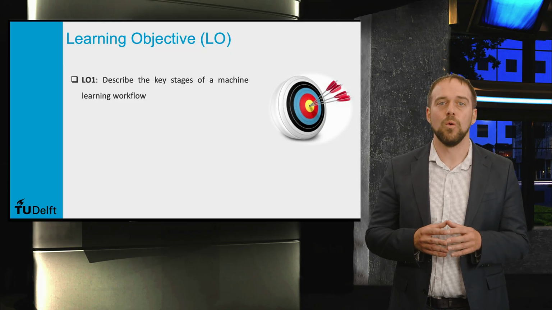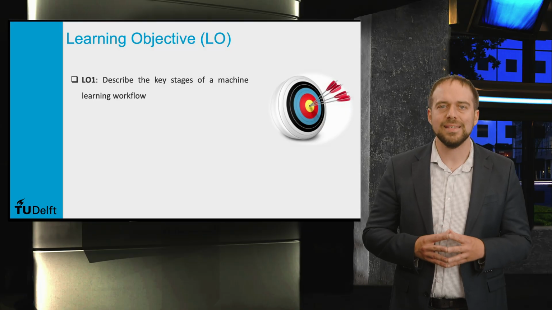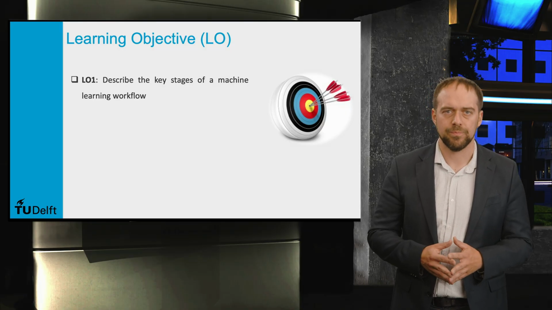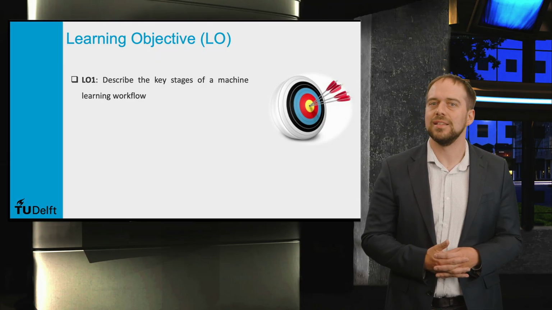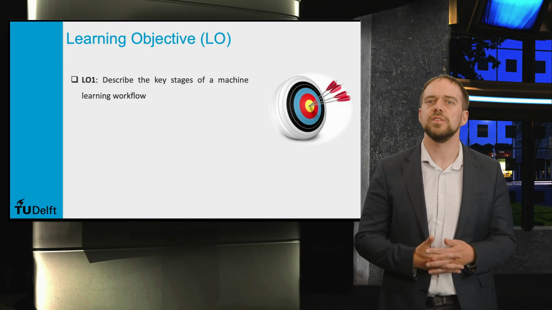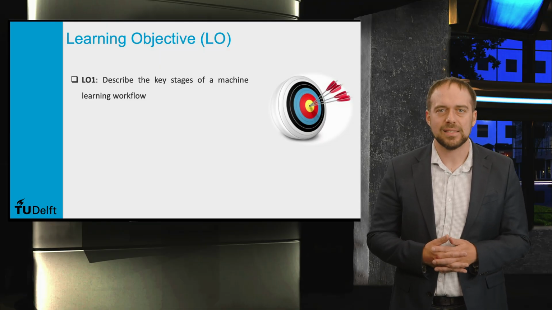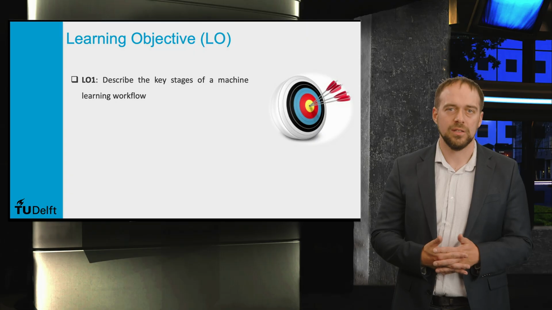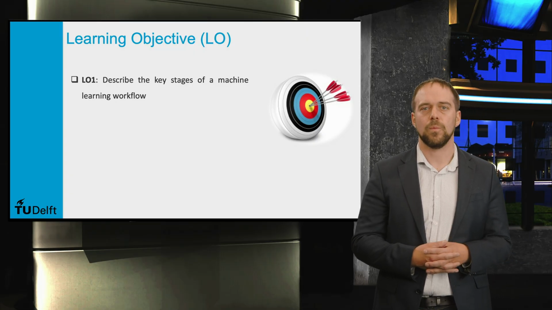This lecture has one main learning objective: describe the key stages of a machine learning workflow. As simple as that may sound, each of these stages contains a number of steps, decisions, and iterations that shape the outcome of a model. In the next slides, we will go through each one and highlight the typical challenges and best practices.